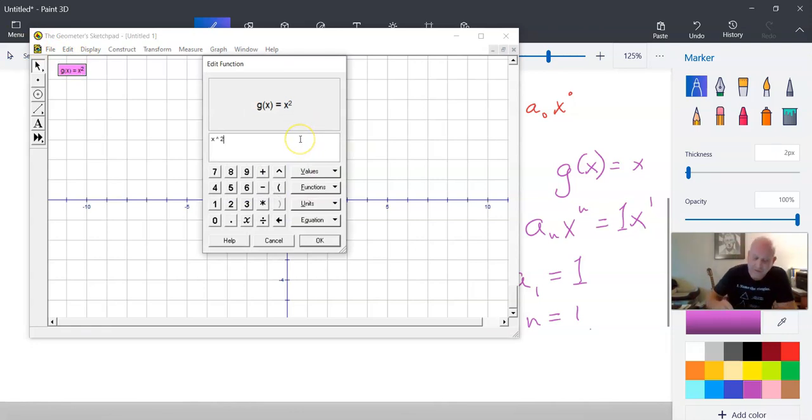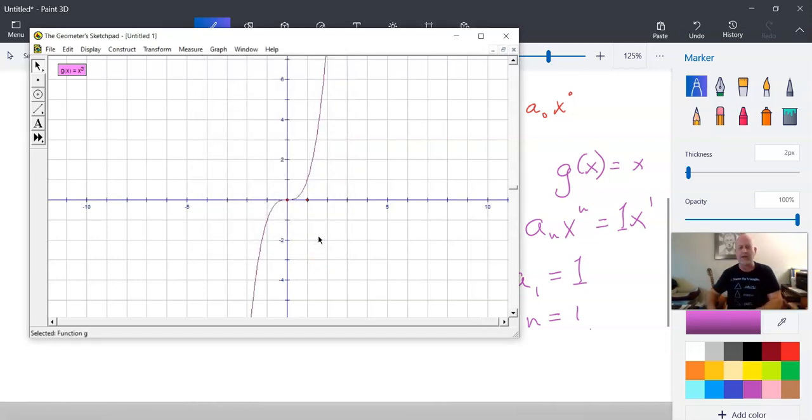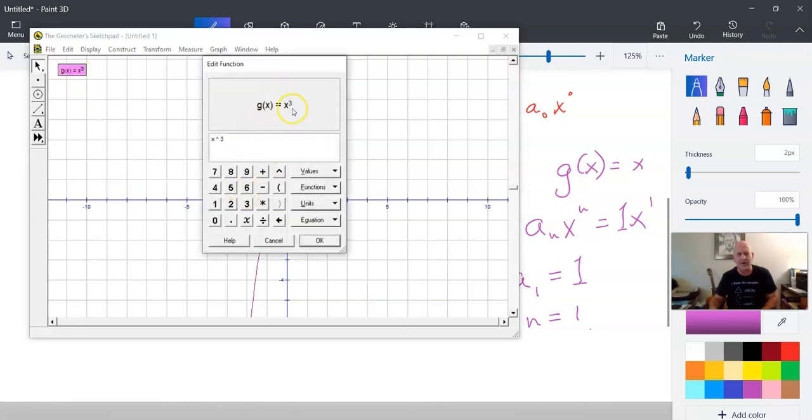So let's change the exponent again. Let's change it to a 3 and see what happens. Oh, now they go opposite directions again. So now I have an odd exponent again. I have x to the third, right? That's my function up here.